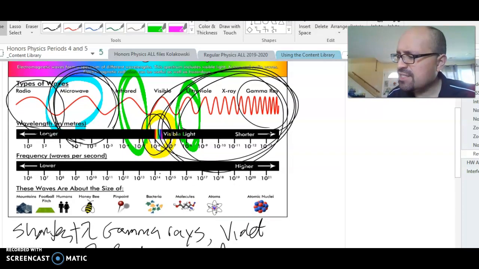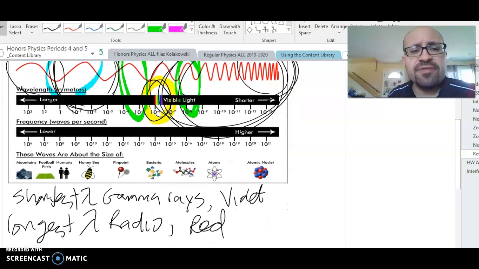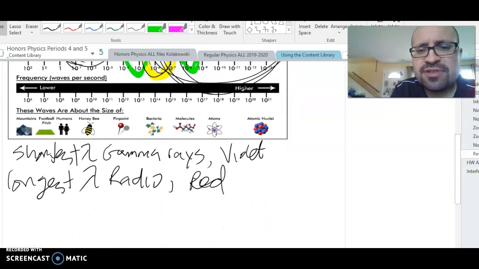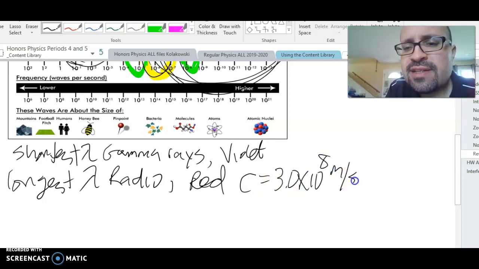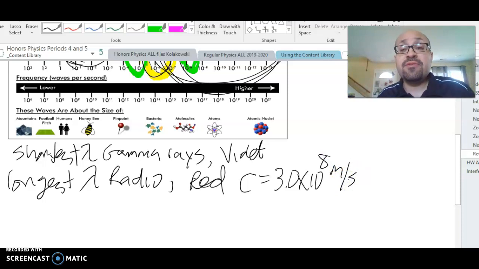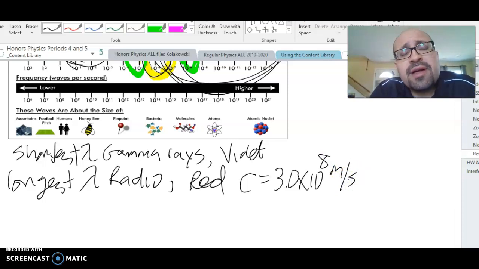Let's see, what else can I talk about? Oh, the speed of light. Something to add to the notes here, just as a review: all light travels at about 3 times 10 to the 8th meters per second. For our purposes, that seems like an infinite number, but it's not infinitely fast. It's about 186,000 miles per second. It's really, really fast, but it's not infinitely fast.